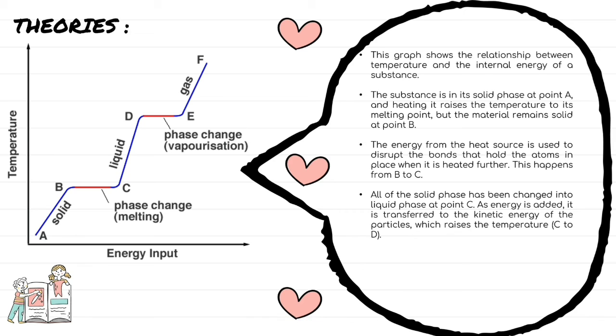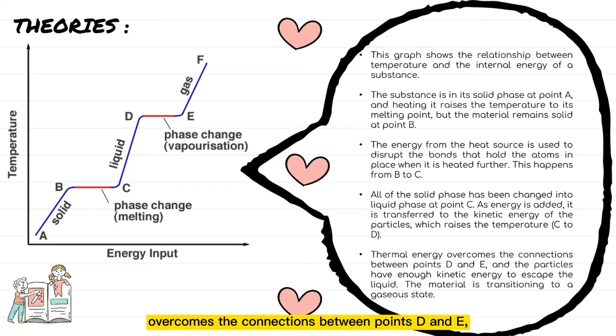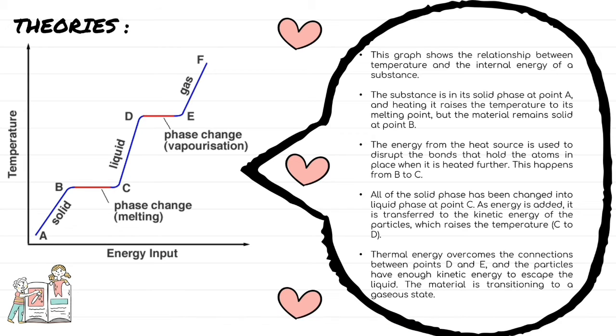As energy is added, it is transferred to the kinetic energy of the particles, which raises the temperature from C to D. Thermal energy overcomes the connections between points D and E, and the particles have enough kinetic energy to escape the liquid. The material is transitioning to a gaseous state.